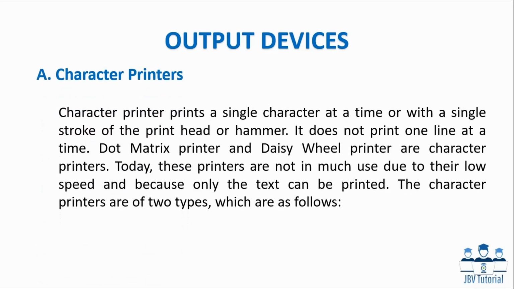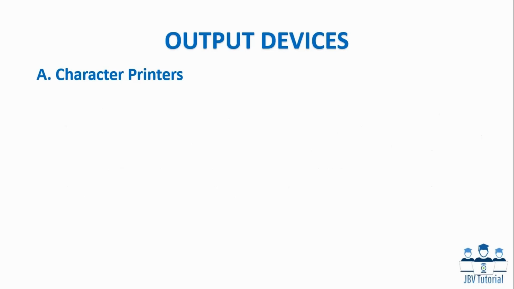A. Character printers. Character printer prints a single character at a time, or with a single stroke of the print head or hammer. It does not print one line at a time. Dot matrix printer and daisy wheel printer are character printers. Today, these printers are not in much use due to their low speed, and because only the text can be printed. The character printers are of two types, which are as follows.